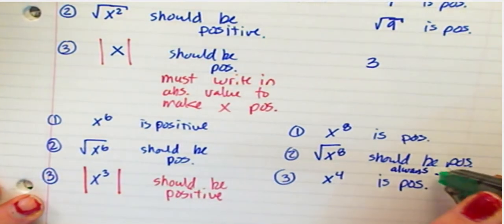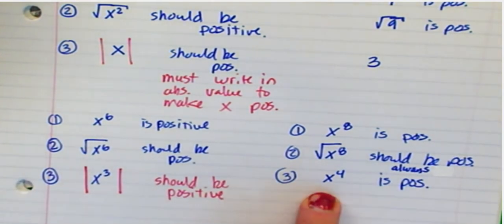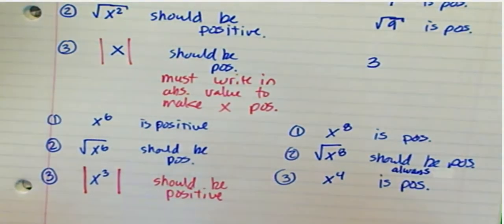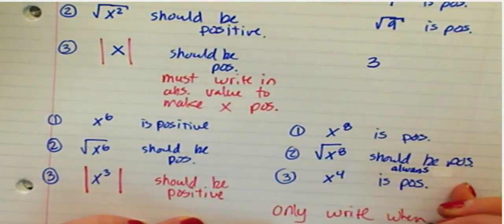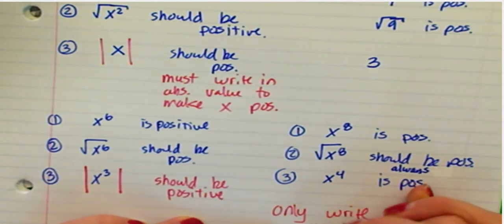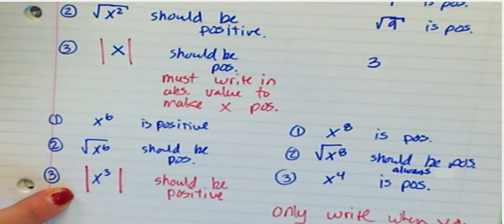That's okay. Are we going to do a practice problem or something? Yeah, we are. Okay, now let me finish. x to the 4th is positive. Do you need absolute value around x to the 4th? No. You only write it when you need it. It has to do with the results always being positive. And if you can't say always, then you have to write in the absolute value.